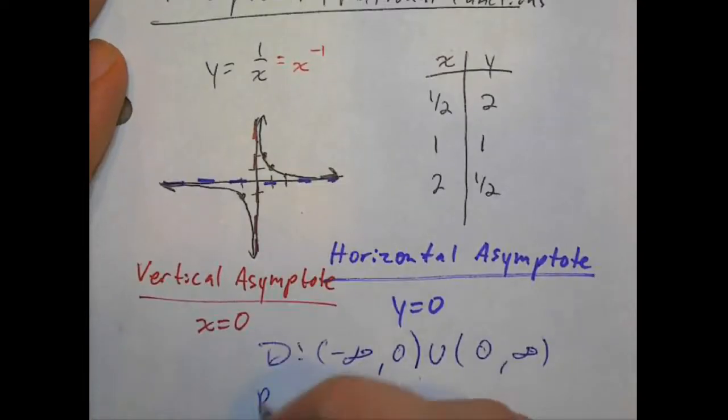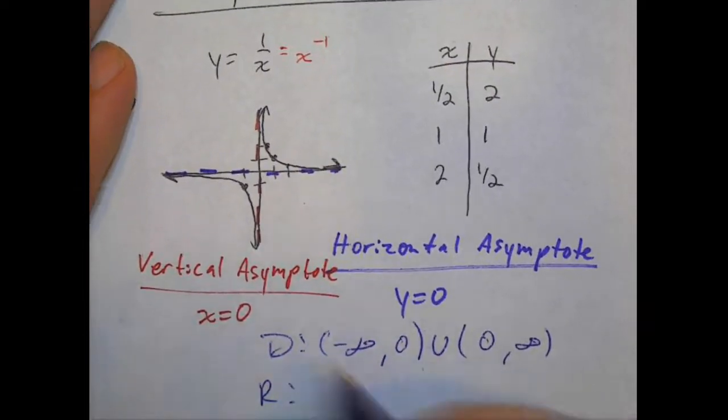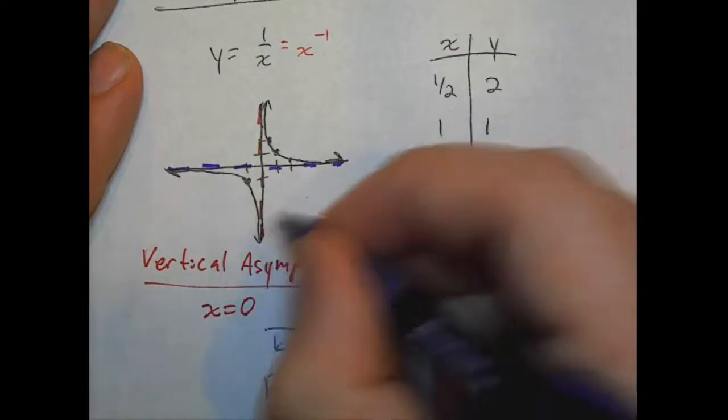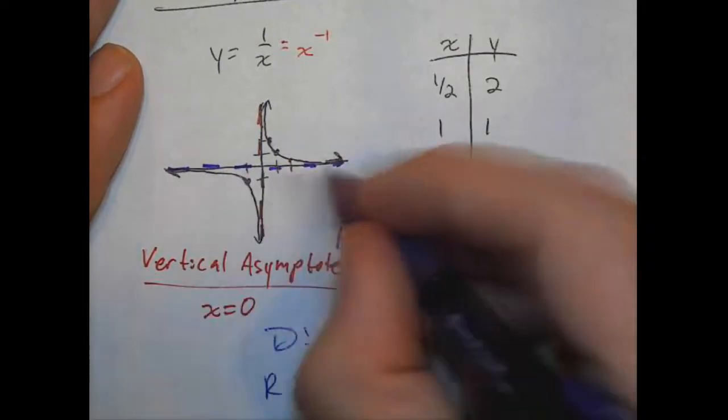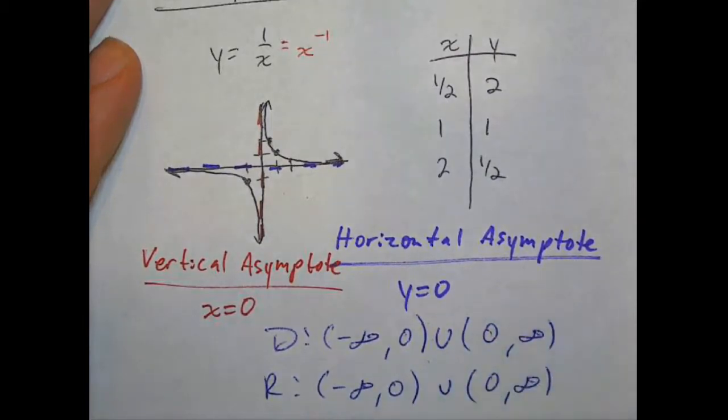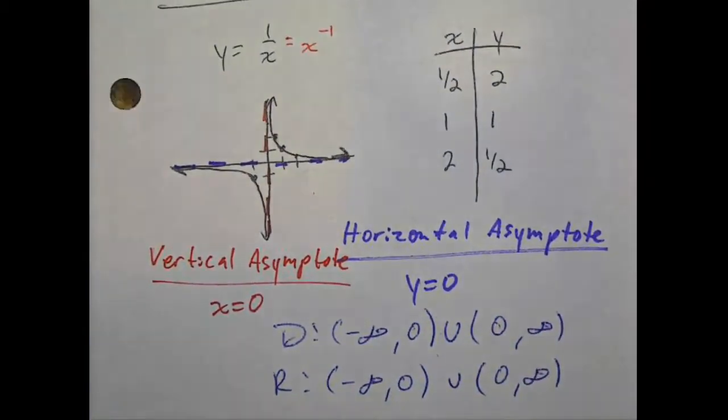And the range is actually the same thing in this one because for our least y value, it's coming from -infinity. It's going up until our asymptote at 0. And then it goes on from 0 to infinity. And that's kind of all the characteristics that we are going to be looking at in these types of functions.